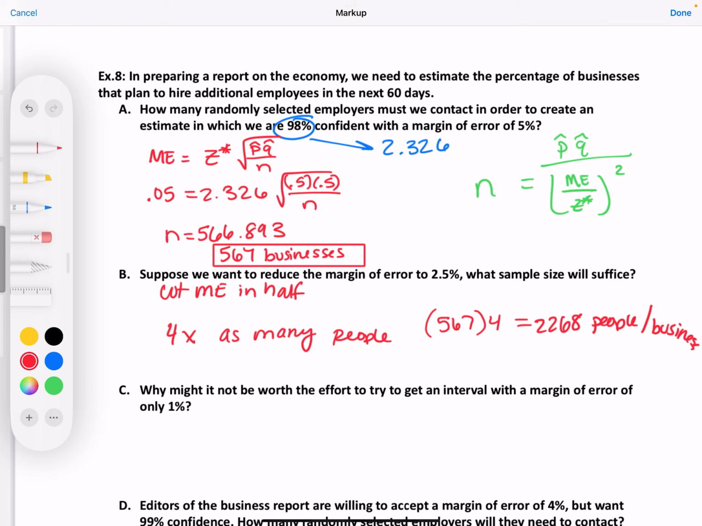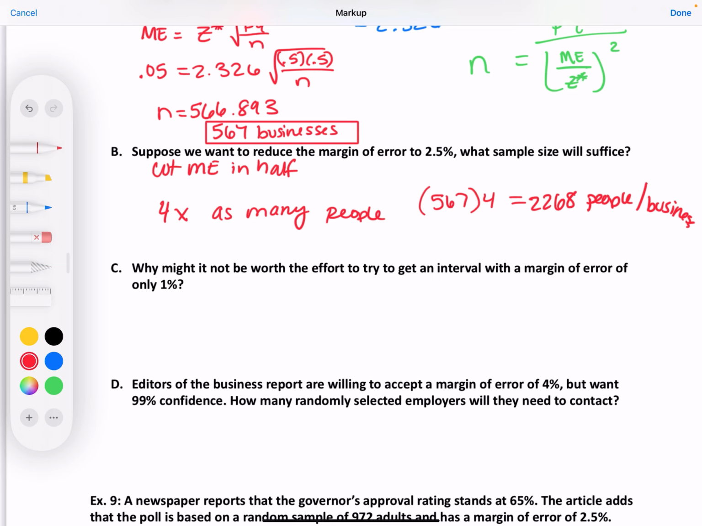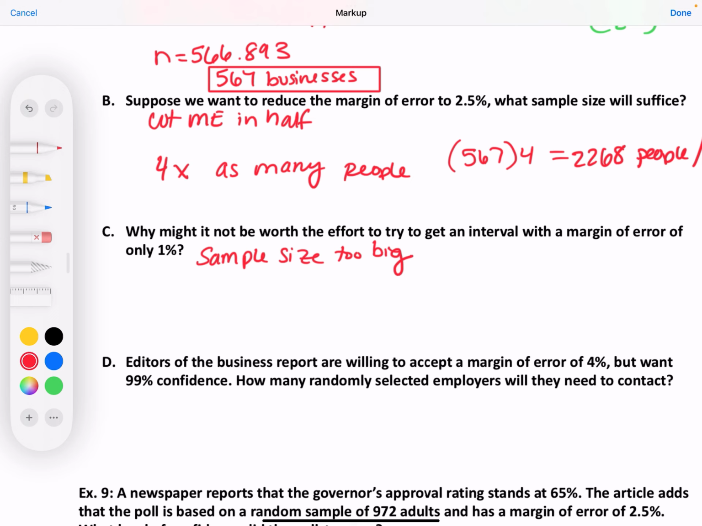So then why might it not be worth the effort to try to get an interval with a margin of error of only 1%? Basically, it's going to cause the sample size to be too big. Because that means it's a fifth as big as the 5% we initially started with, meaning that when we square it, it's changing by a factor of 25. So we went from 567 to whatever that number is times 25, and that's just really, really big.